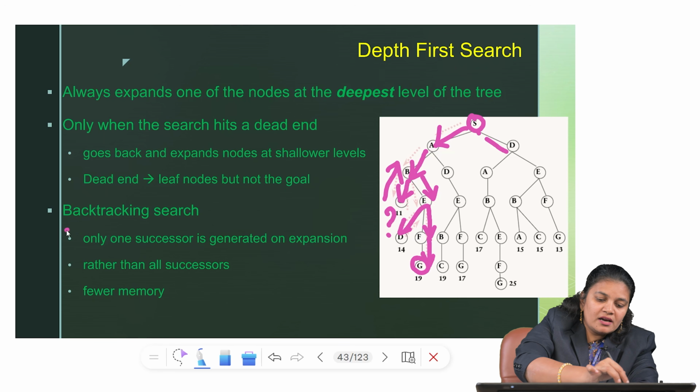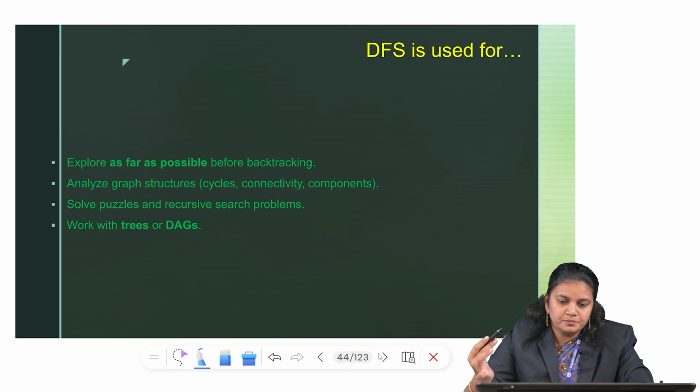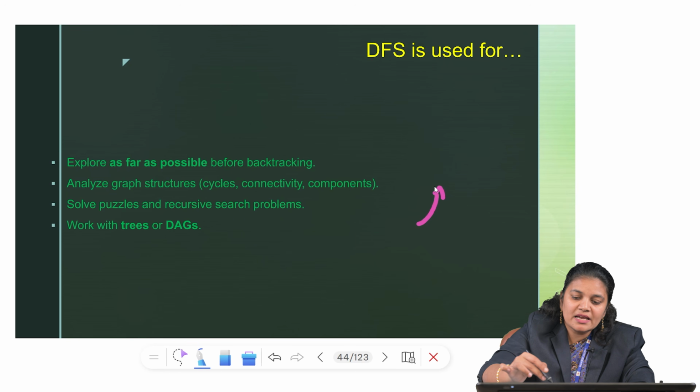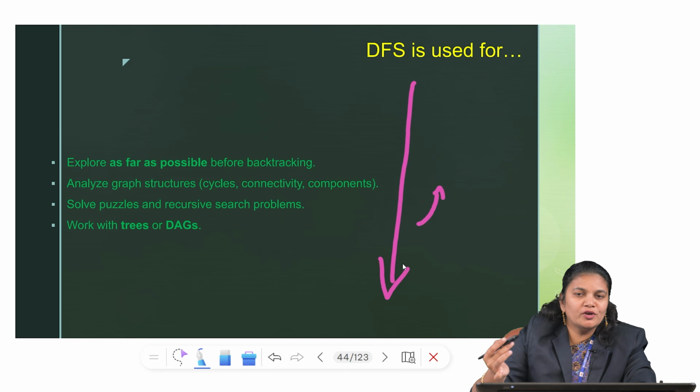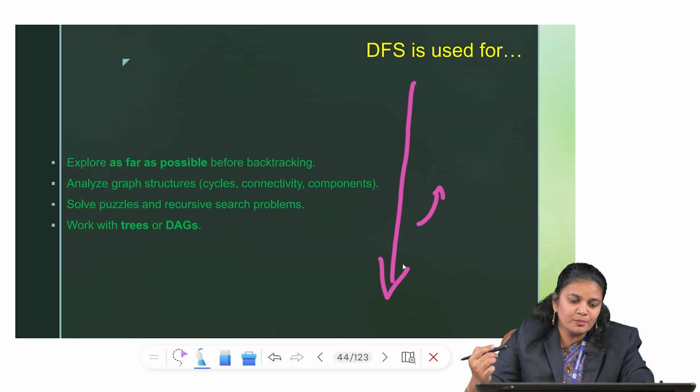So here we are applying the concept of backtracking search also. Using this, we can explore as far as possible before backtracking. Before coming back, we'll try our level best to move down. So once we move down to the dead end, we'll backtrack.